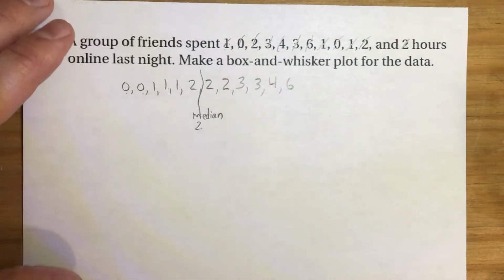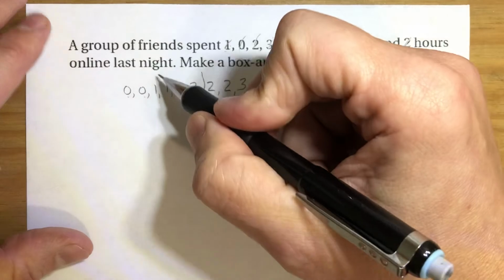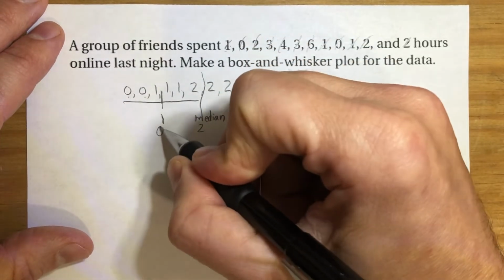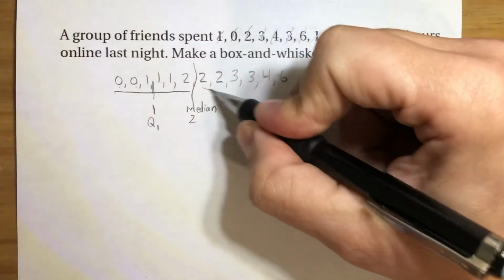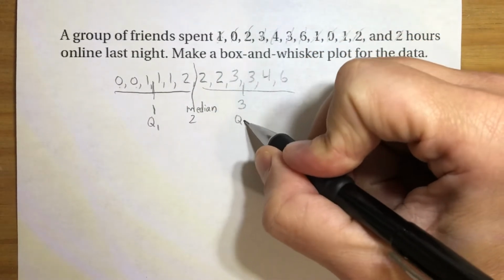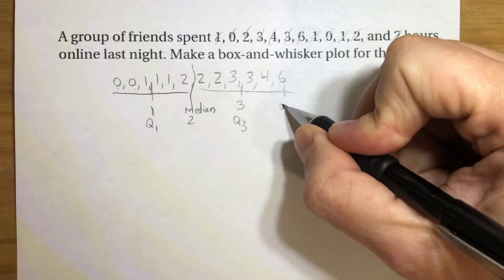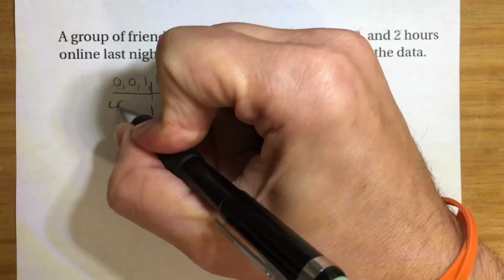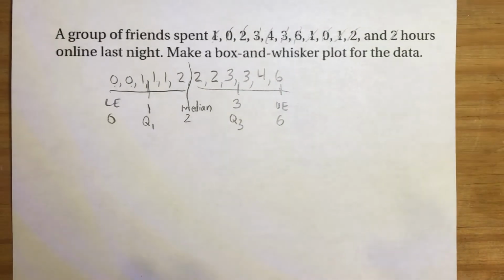Now, to find the middle of the lower half of my data, that's going to be right in the middle of the lower half of the data, which will be 1. So that's quartile 1. And the middle of my upper half of the data would be 3, and that's quartile 3. And my upper extreme will be 6, and my lower extreme is 0. So now I've collected everything I need to make my box and whisker graph.